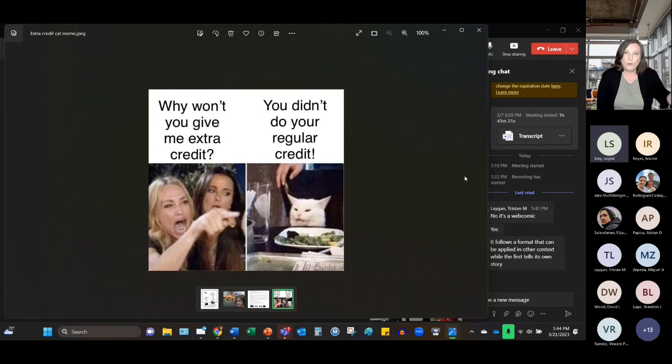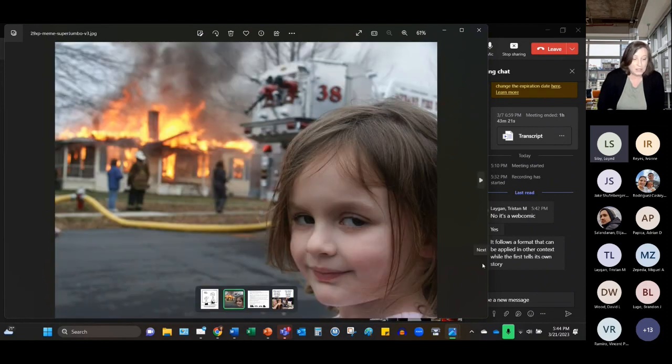With the yelling woman on one side and the white cat on the other side. And there's any number of different versions of this, right? People put their own captions on there. So you recognize the image, even if you haven't seen the particular words on it before. So I've got another one up here. This one doesn't have any words on it at all. Is this a meme?